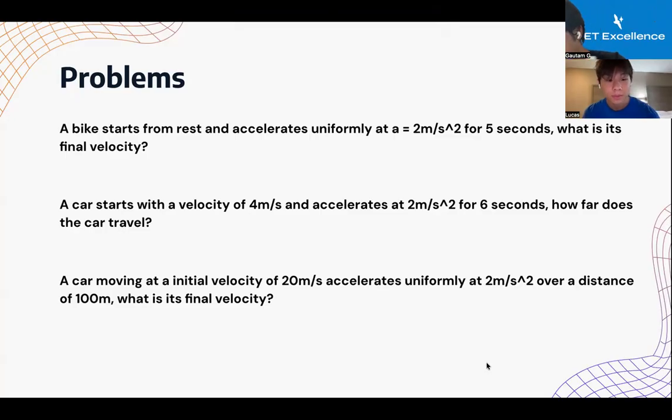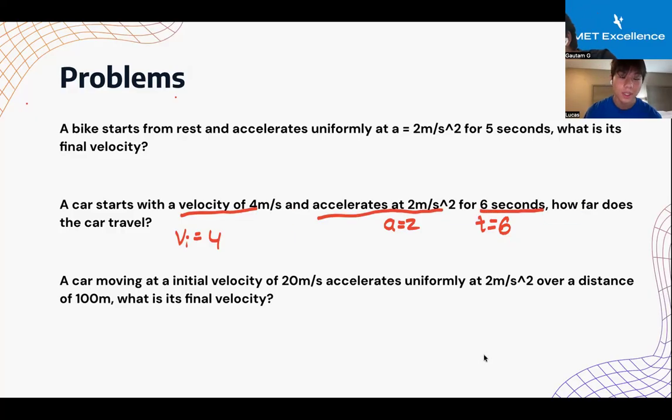But okay, let's see if this works better. P equals 4. Okay, I think this is working a lot better. A is equal to 2. So every time you're working with a problem, you always want to label whatever you have, right? What Lucas usually does is he underlines. I just label it separately. And here we're just trying to find how far this car travels, correct?